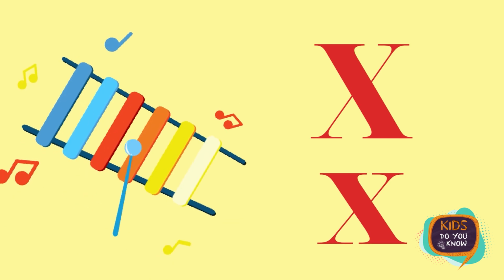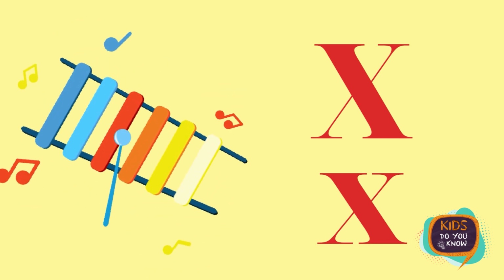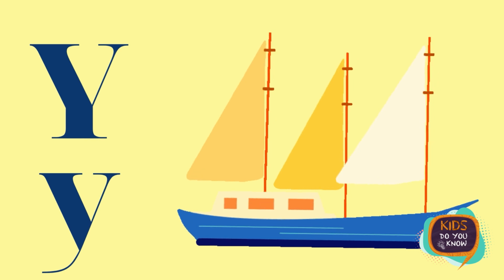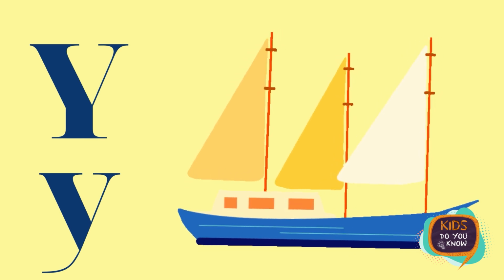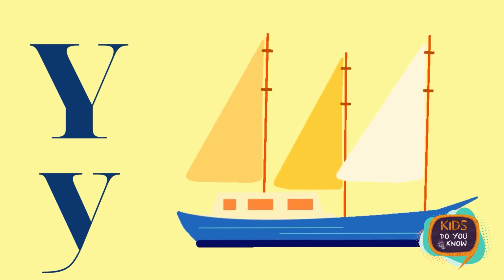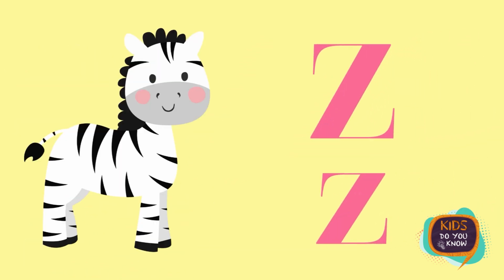X is for xylophone. X, x, xylophone. Y is for yard. Y, y, yard. Z is for zebra. Z, z, zebra.